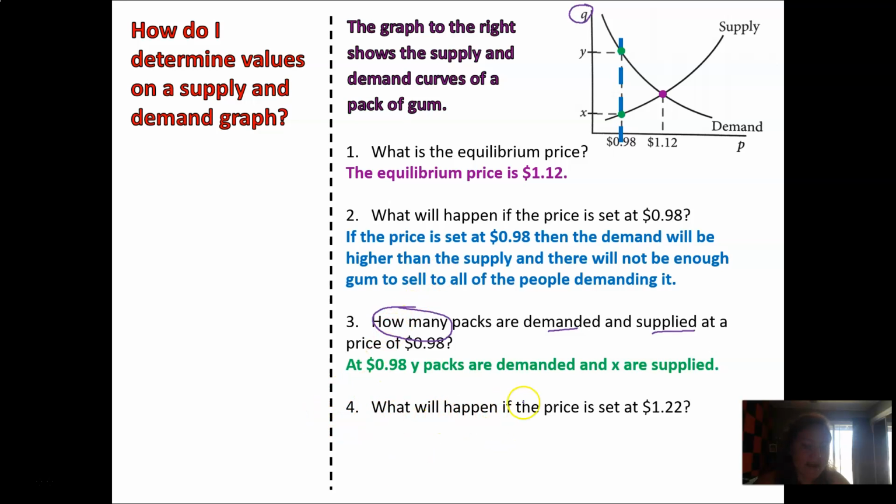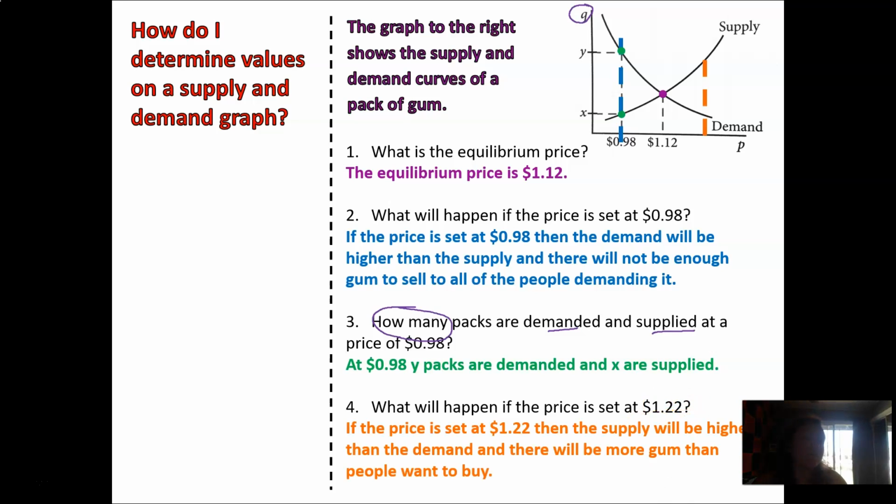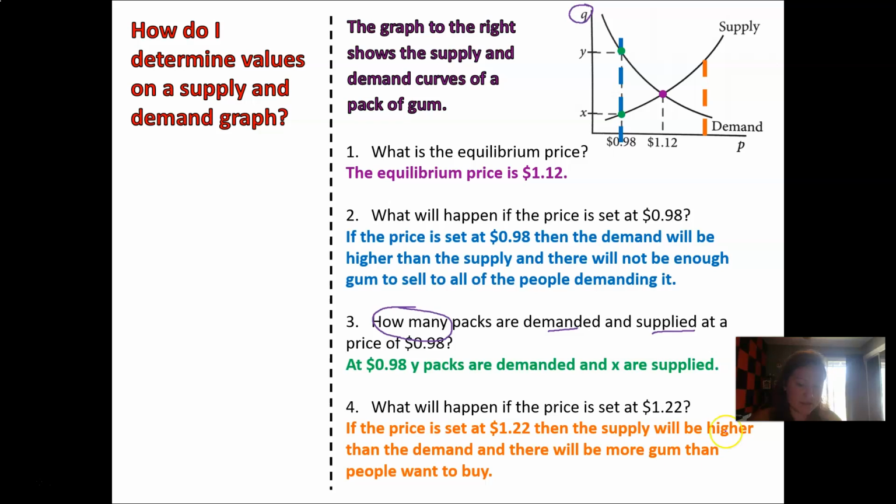And then here, what will happen if the price is set at $1.22? So $1.22 is more than equilibrium, right? If the price is set at $1.22, then the supply will be higher than the demand, and there will be more gum than what people want to buy. And then again, the company would lose money because they supplied too much, and they spent money making that product and then didn't sell it. So they didn't make any money off of it. Go ahead and pause to write all that down. Maybe find some colors to color coordinate with your graph. That'd be cool.